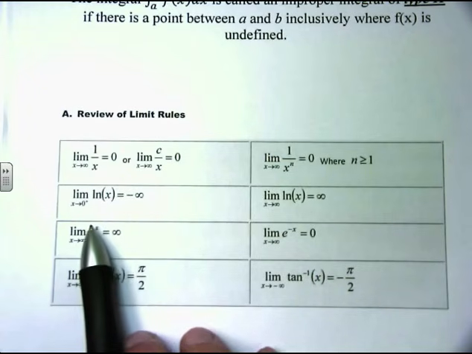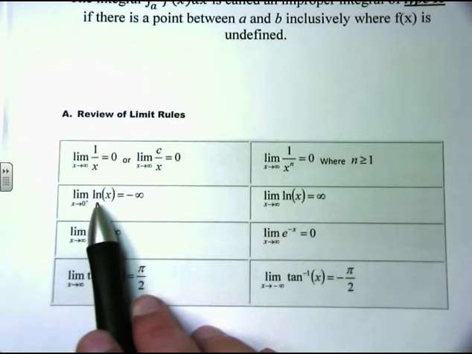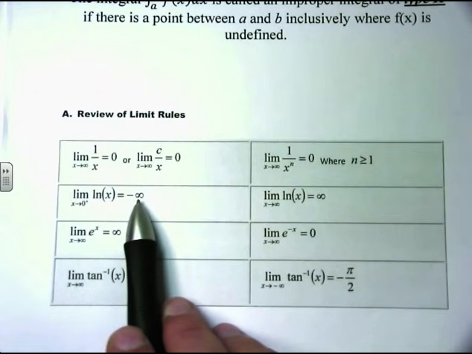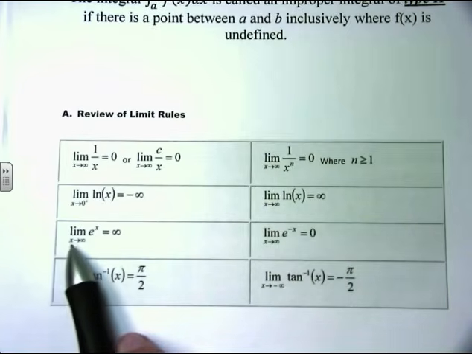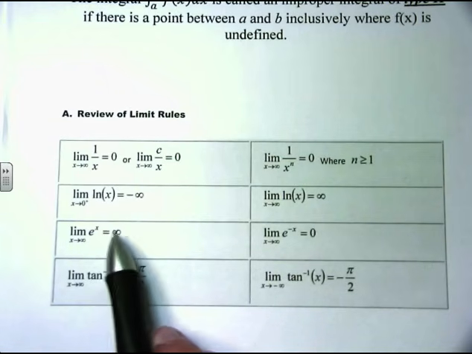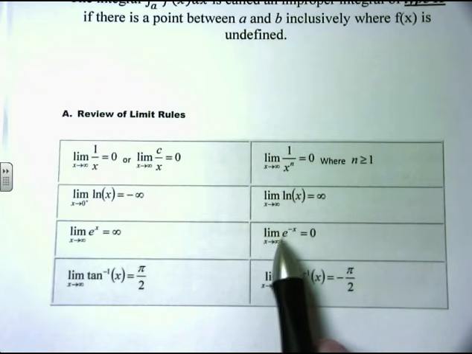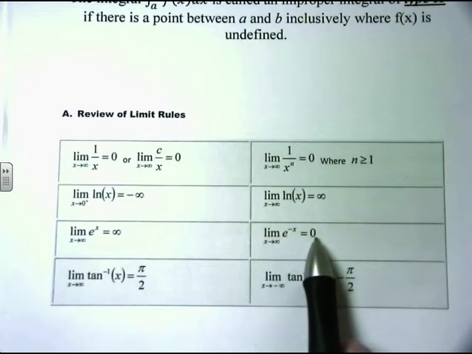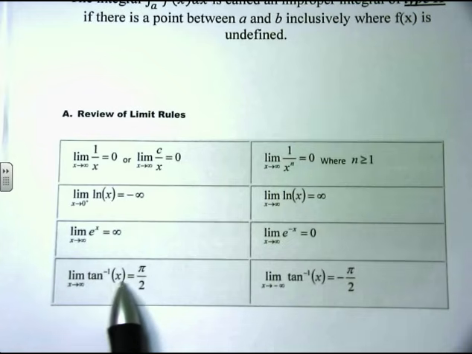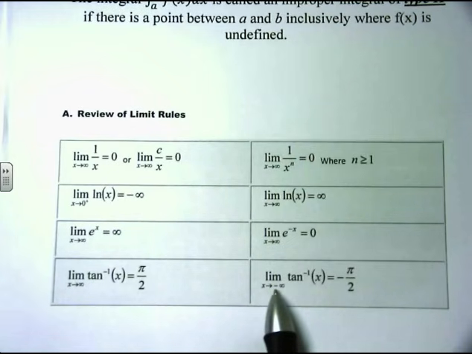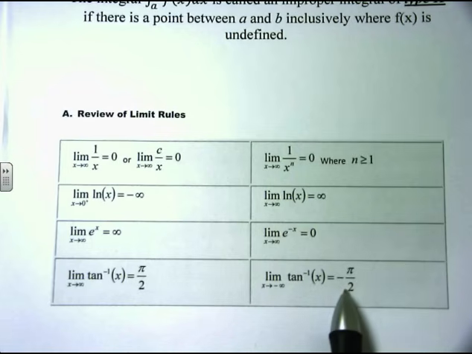A few other limit rules from Calculus 1 you're supposed to have memorized: the limit as x approaches 0 from the plus side of the natural log of x will be negative infinity. The limit as x approaches infinity of the natural log of x will be infinity. The limit as x approaches infinity of e to the x gives you infinity. However, the limit as x approaches infinity of e to the negative x means you'll be getting negative infinity as the exponent, so that'll go to 0. And a couple more: the limit as x approaches infinity of the arc tangent, or tangent inverse, of x will be pi halves, and the limit as x approaches negative infinity of the arc tangent of x will be negative pi halves.